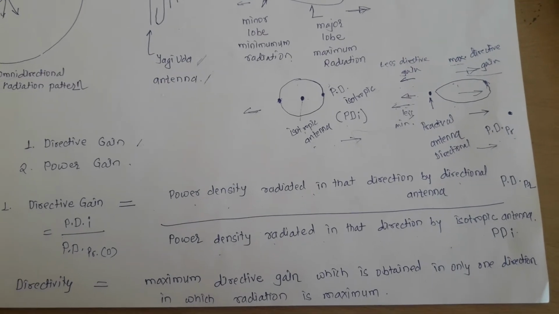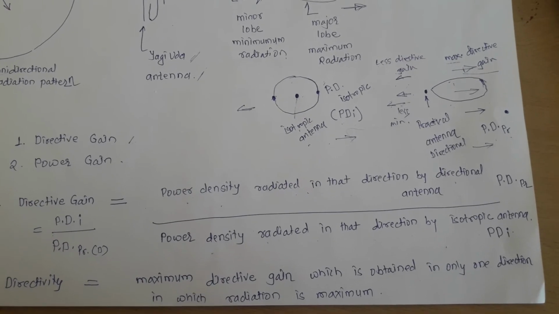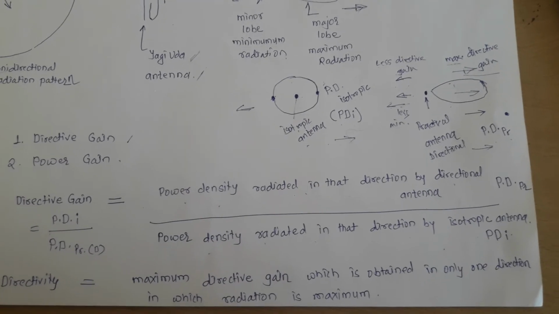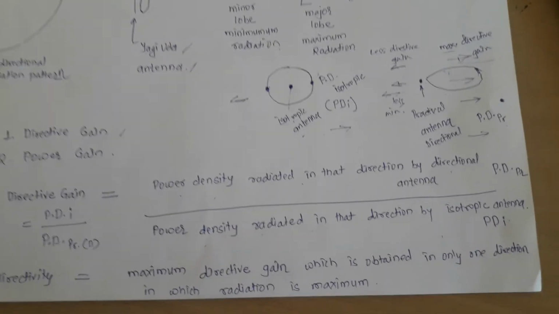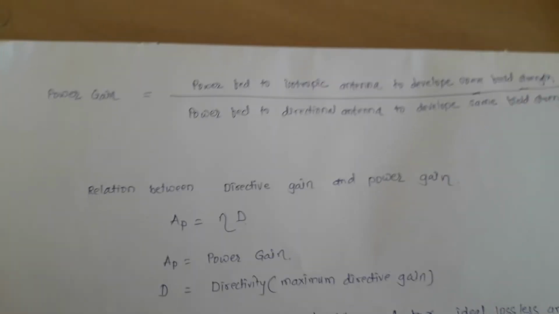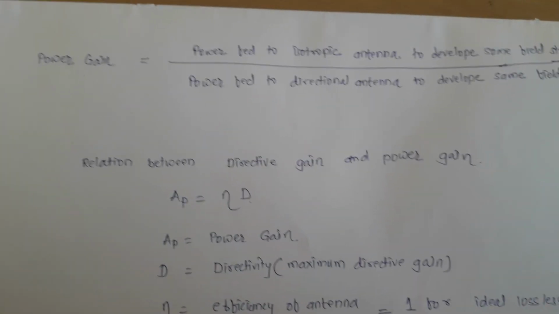While defining directivity, I will once again repeat: directivity is nothing but the maximum directive gain which is obtained in only one direction in which radiation is maximum, right? Now let us move towards the next kind of gain term, called the power gain. Power gain is different; it is a power ratio.